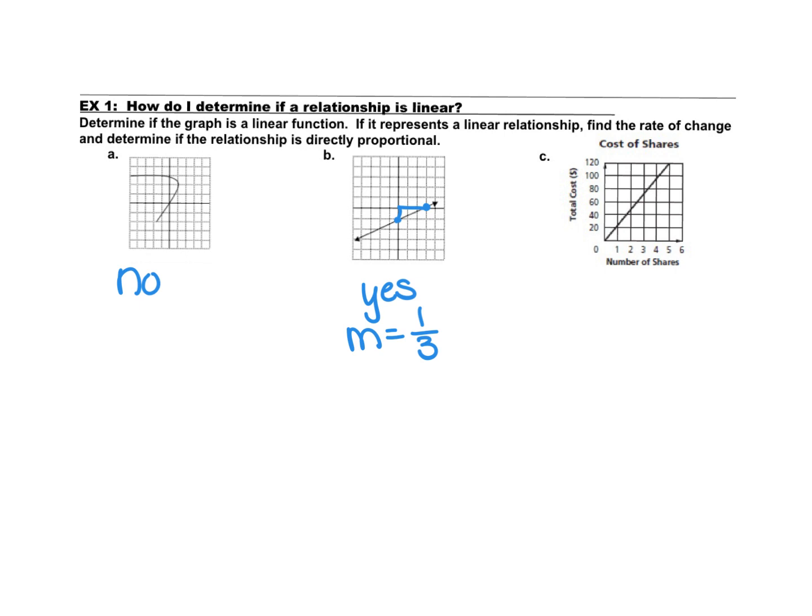Our next graph, notice it is linear as well. And then let's find the rate of change. So I'm going to take these 2 points and I'm going up. Now notice how these are going up by 20s. So I'm going up 120 and then I'm going over 5. And so our slope is 24. And then also notice that it is going through the origin. It started at 0, 0. So this is directly proportional.